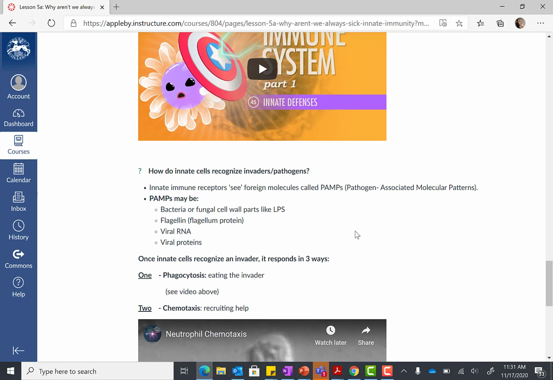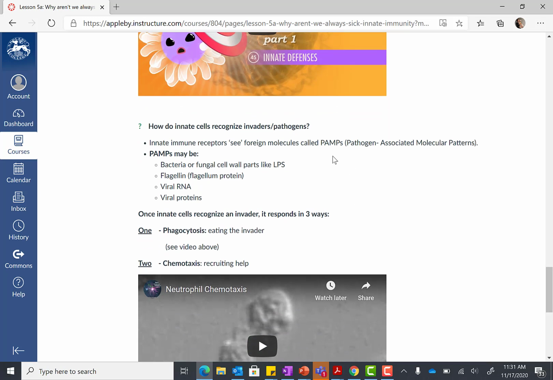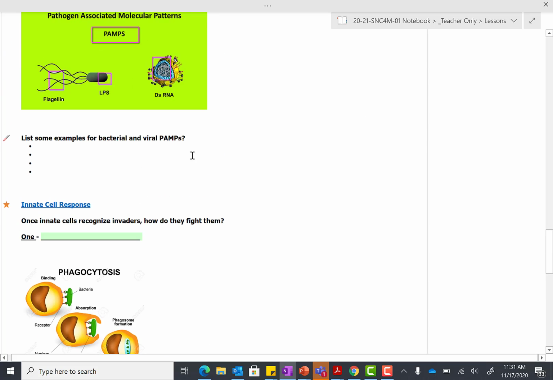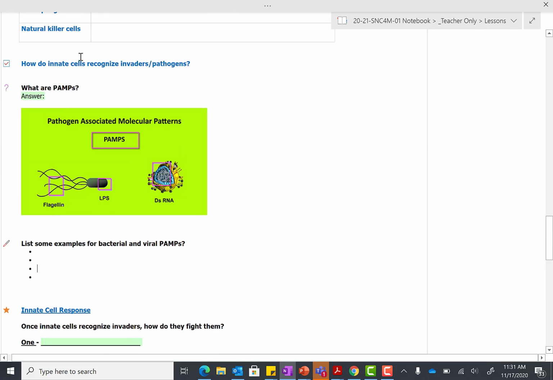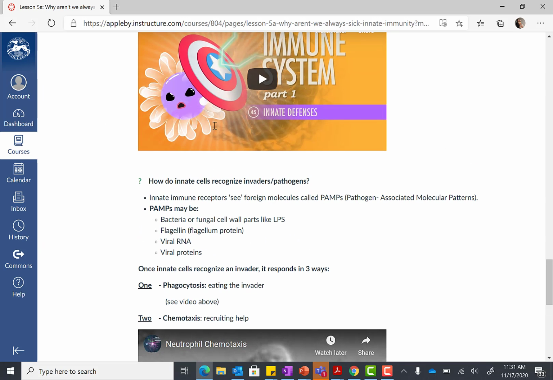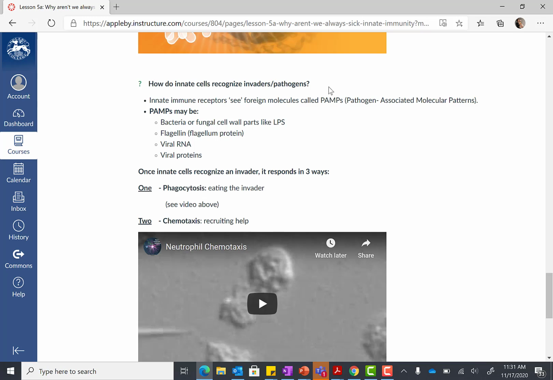Okay, once you've watched that video, we're just going to quickly sum up that part of the innate immune system: what they do, how they recognize foreign molecules. So that's the next part you'll see in your OneNote, this idea of how our cells recognize invaders. If you come back to Canvas, you'll read about something called PAMPs, which stands for Pathogen Associated Molecular Patterns. So basically something on a pathogen that our immune system recognizes.